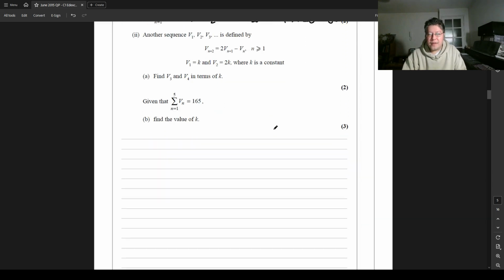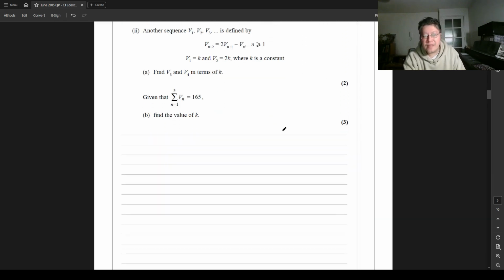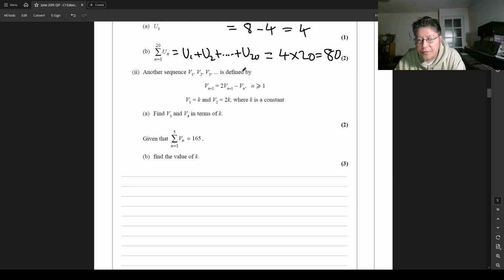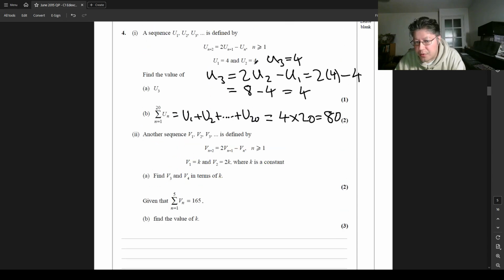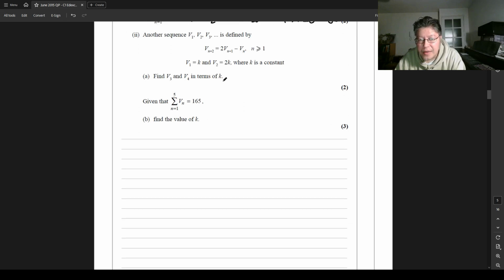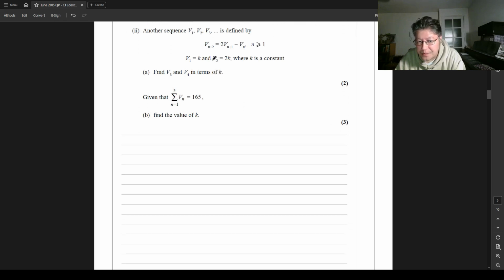Okay, so part 2, there's another sequence, and it's defined by the same formula. So it's twice the previous term minus the term before that. But this time, instead of the first two terms being 4 and 4, we're given k and 2k. So we need to get v3, the third term, and the fourth term.